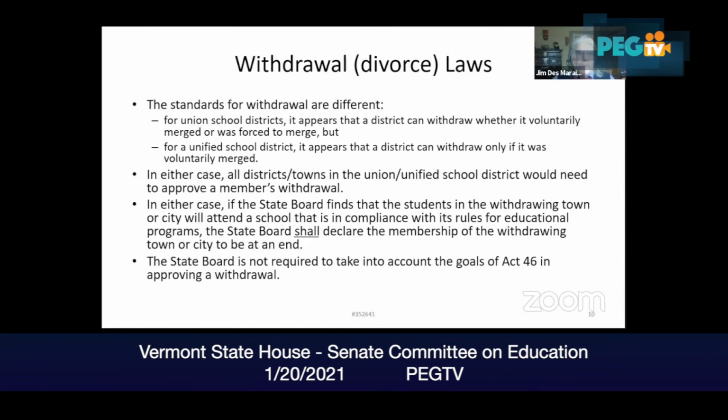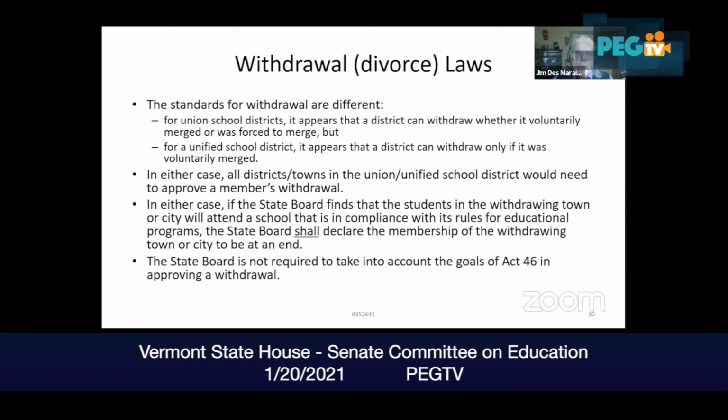If it moves forward, if they all approve it, then if the state board finds the students in the withdrawing town or city will attend a school that is compliant with its rules for educational programs, the state board shall declare the membership of the withdrawing town or city to be at an end. So the state board's got very little discretion here. As long as the students are attending another school that meets its rules, it has to allow the withdrawing town or city to withdraw.